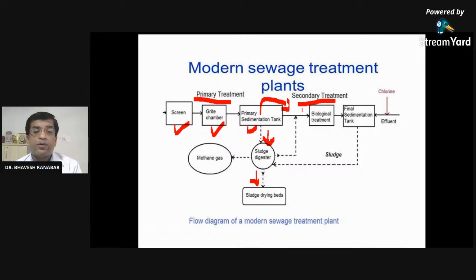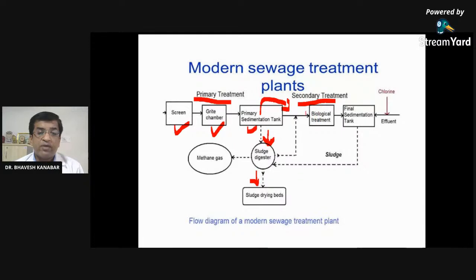Here there is the building up of the zoogleal layer, as in the case of the rapid sand filter, where there is also formation of a zoogleal layer. It is made up of algae and fungi, which also reduce the biological oxygen demand. There is nothing like filtration; the biological oxygen demand is removed with the help of the zoogleal layer.